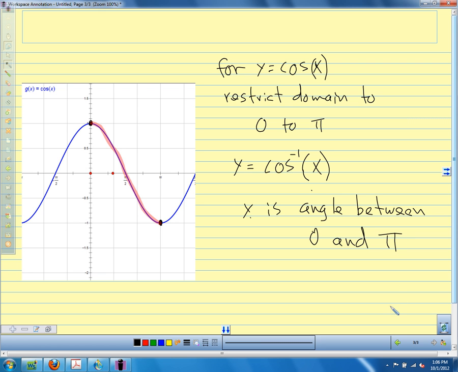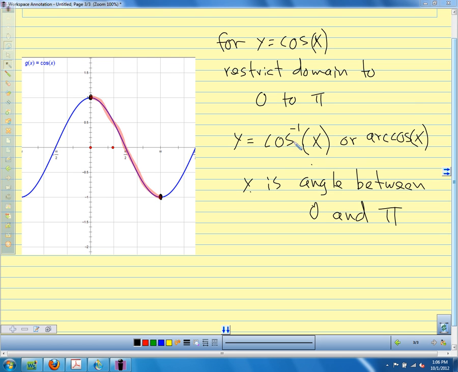So very similar to what we did with the sine function, we can do with the cosine function. Or I can say arc cosine x. Arc sine, arc cosine, arc tangent are the same thing as inverse sine, inverse cosine, inverse tangent. So for the cosine of a number, we get an angle back that's between 0 and pi because of how we restrict our domain to get our inverse function. Same idea. The inverse cosine or the arc cosine is an angle.